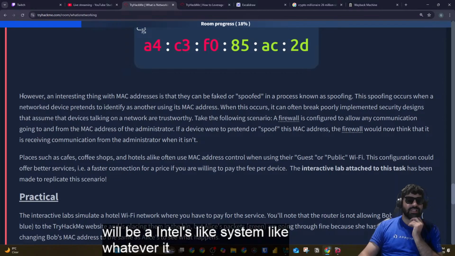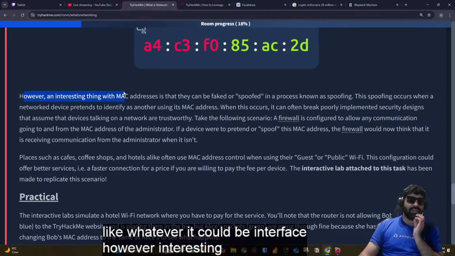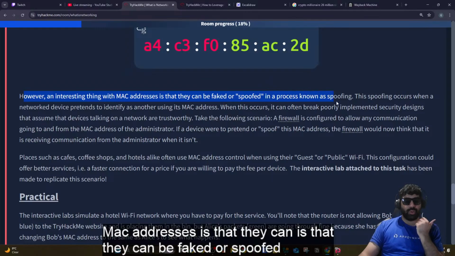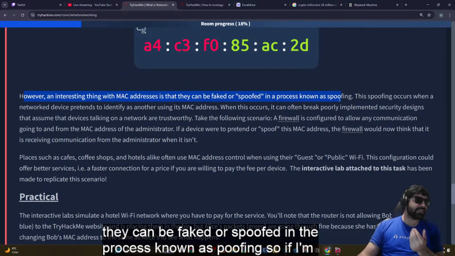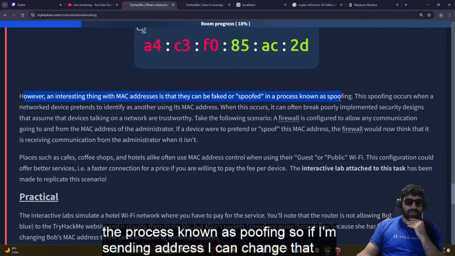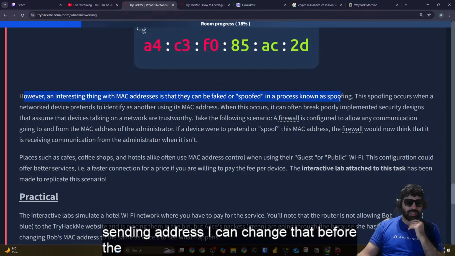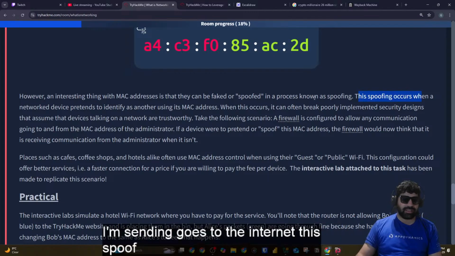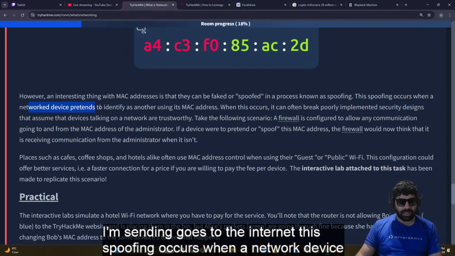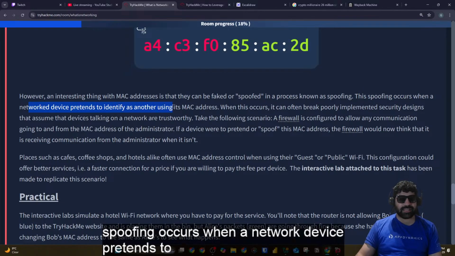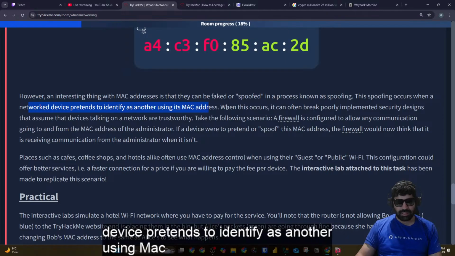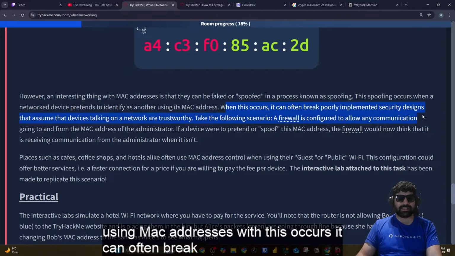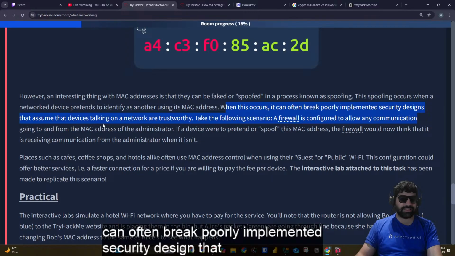However, an interesting thing with MAC addresses is that they can be faked or spoofed, in a process known as spoofing. If I'm sending a message, I can change the address before the packet goes to the internet. Spoofing occurs when a network device pretends to identify as another using MAC addresses. When this occurs, it can often break poorly implemented security designs that assume devices talking on a network are trustworthy.